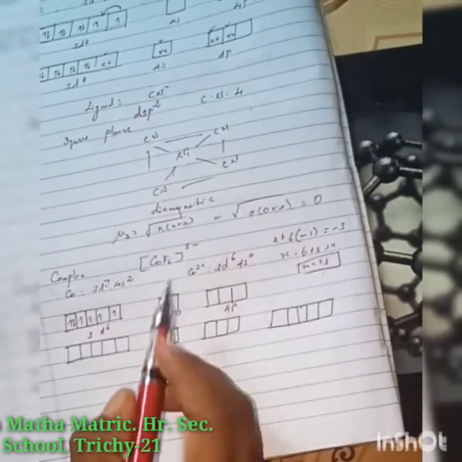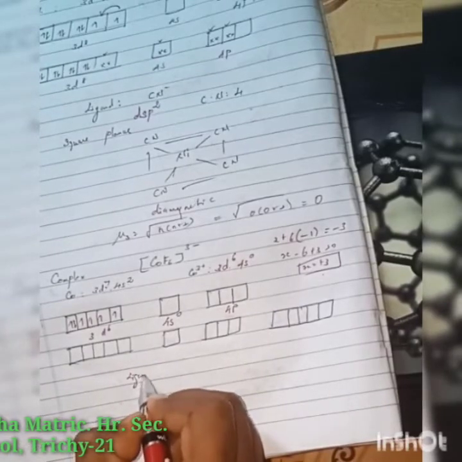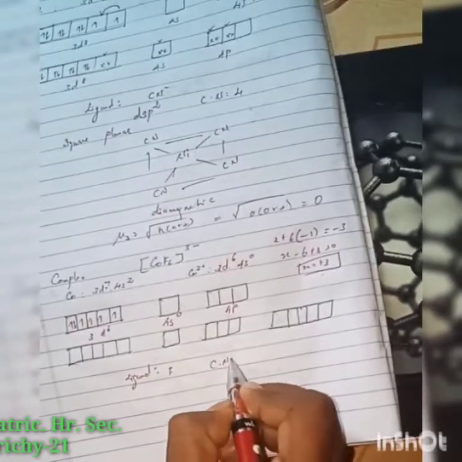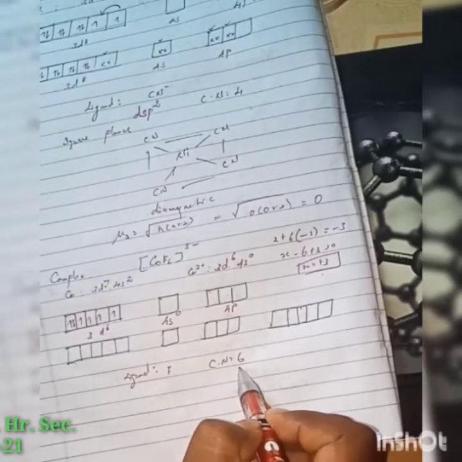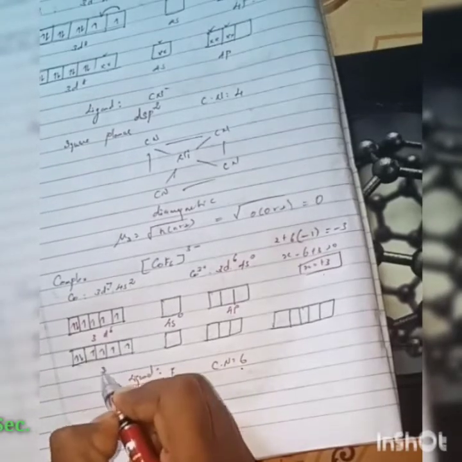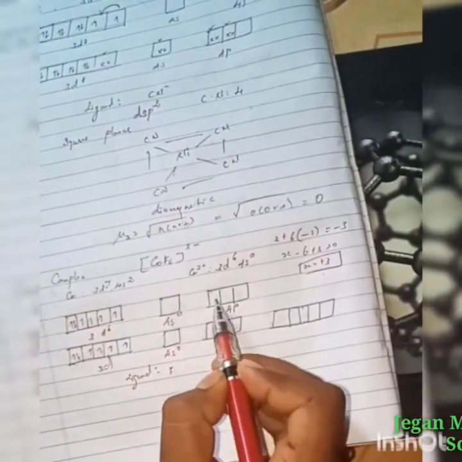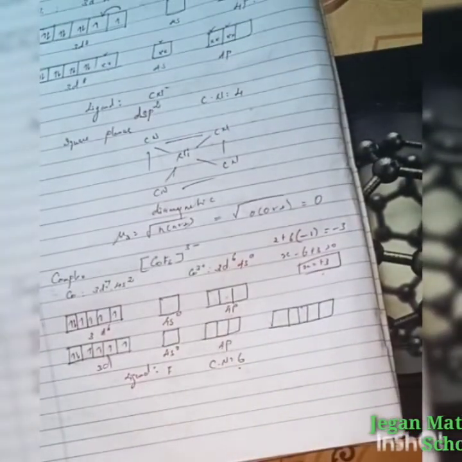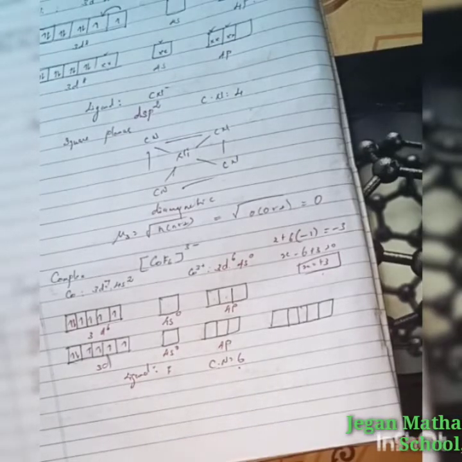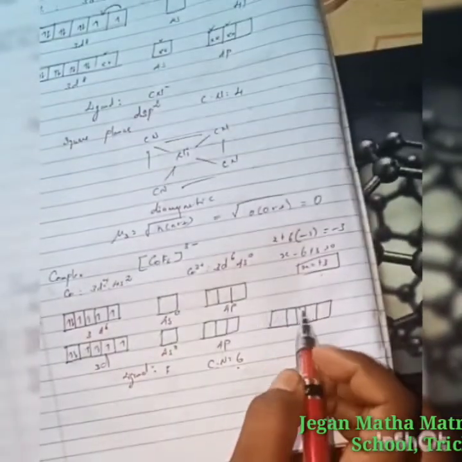Then what is the next step? Now we look at the ligand. Here the ligand is fluorine, present 6 times, so the coordination number is 6, and we want 6 vacant orbitals. Again we fill this: this is for 3d, this one for 4s, 0, and 4p. Here only 4 vacant orbitals are present, but the coordination number is 6, so we need 2 more orbitals.